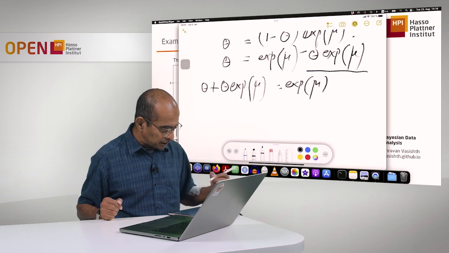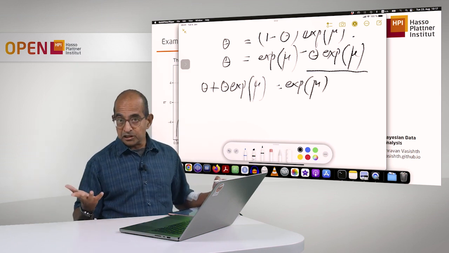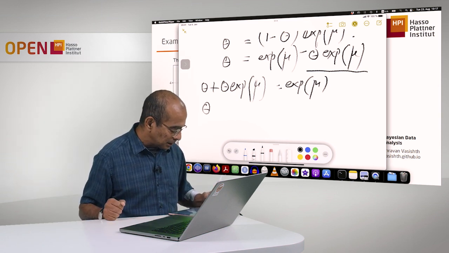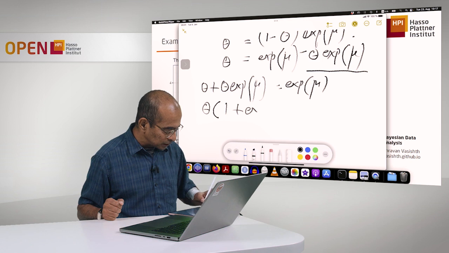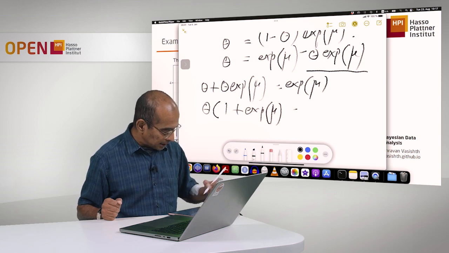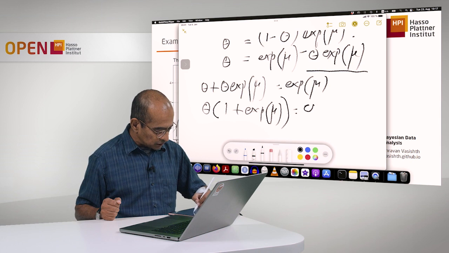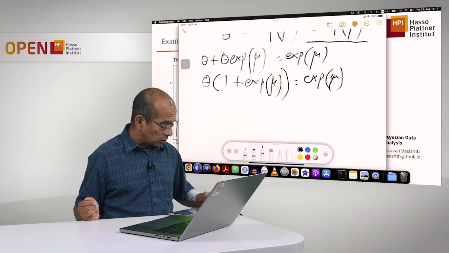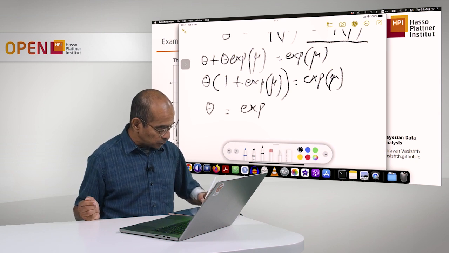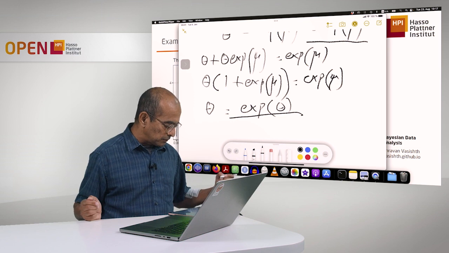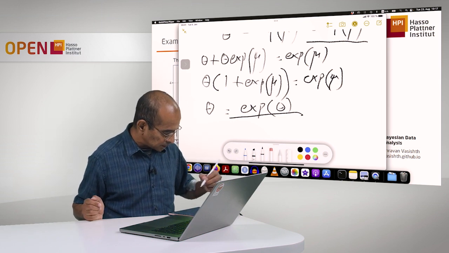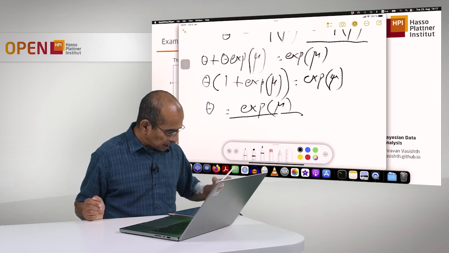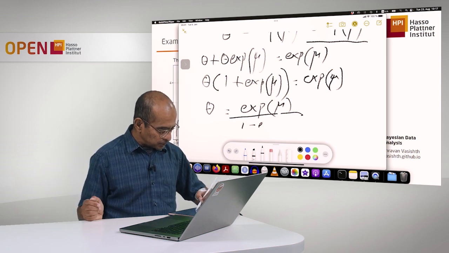You can see where this is going now. I still want to solve for theta. So I take out the common term theta out of this picture. I've got theta times 1 plus exponent of mu, and there's a bracket missing again. And then I've got exponent of mu here. And lo and behold, I can solve for theta by saying theta equals exponent of mu. I'm sorry about that, I confused this. Exponent of mu divided by 1 plus exponent of mu.